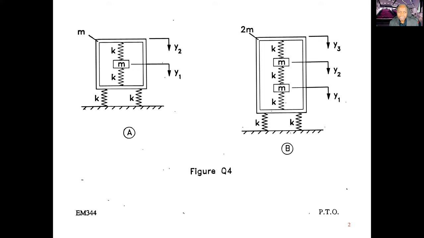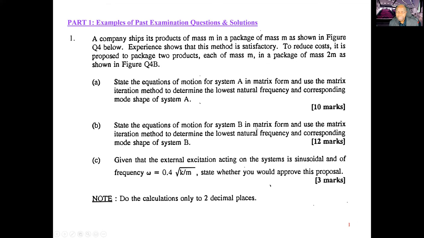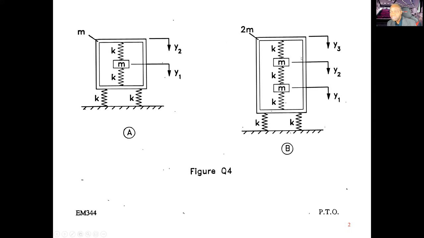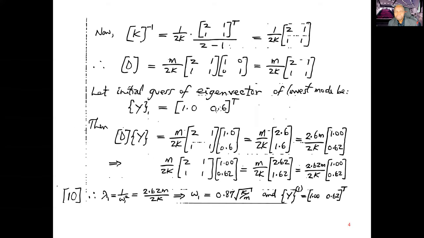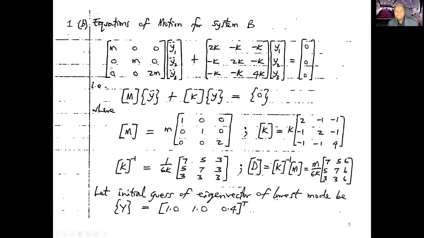Now, the next part of the question says, state the equations of motion for system B in matrix form and use the matrix iteration method to determine the lowest natural frequency and corresponding mode shape of system B. So system B now is a 3-degree of freedom system. So again, to write down the equation of motion, the mass matrix we will write by inspection. On the leading diagonal, we'll put M for coordinate one, M for coordinate two, and then 2M for coordinate three. So the leading diagonal will have M, M, 2M, but all the off-diagonal terms will be zeros. So that is the mass matrix.